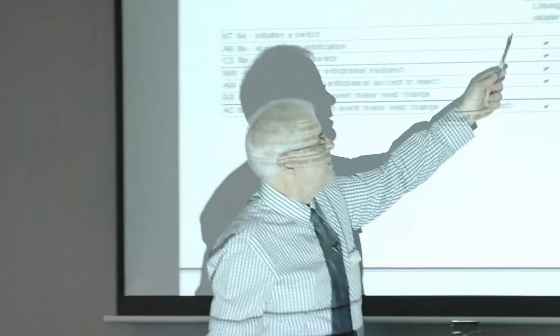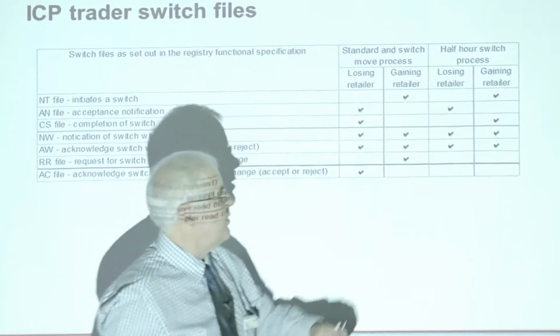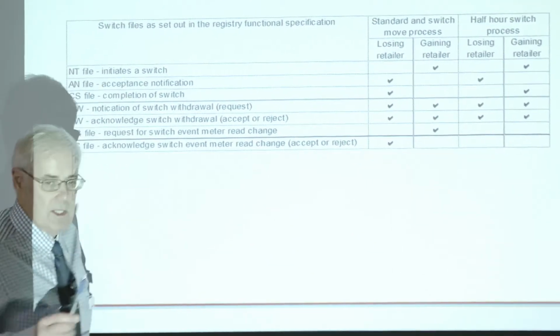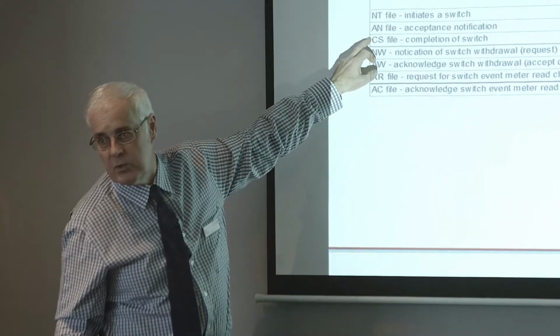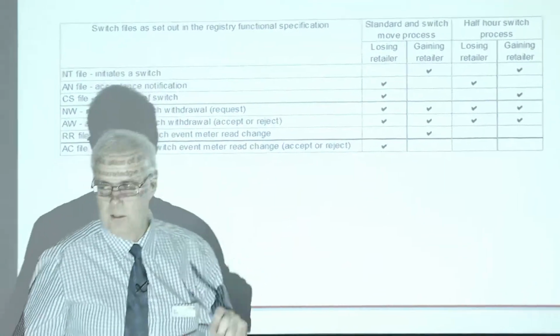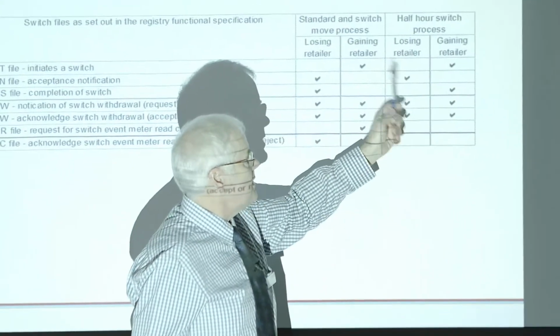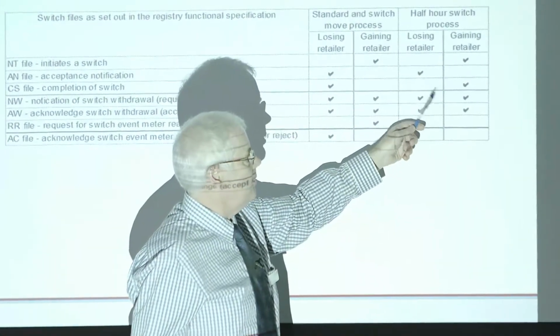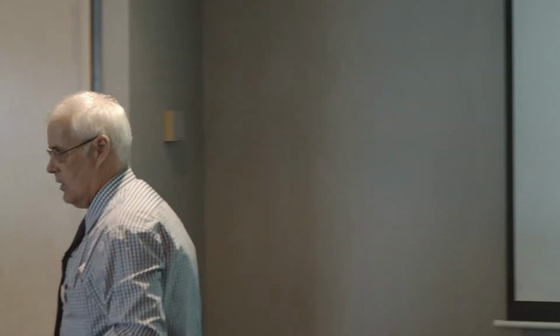Now, I've set these out here, two processes: the standard and switch move process, and the half-hour process. The real difference between them is who issues the CS file, who completes the switch. For the standard and switch move process, the losing trader completes the switch. For the half-hour process, or the gaining trader completes process, it's the gaining trader who completes the switch. So they're two very, very different processes in the way that you manage them.